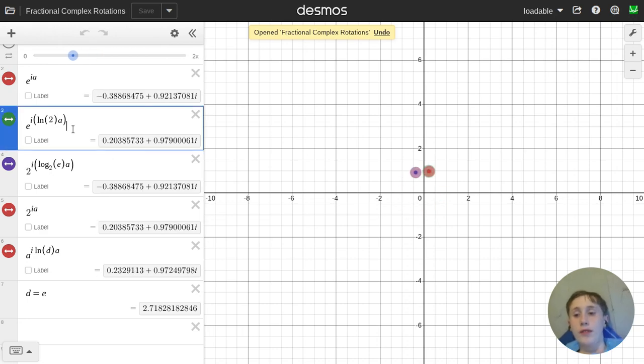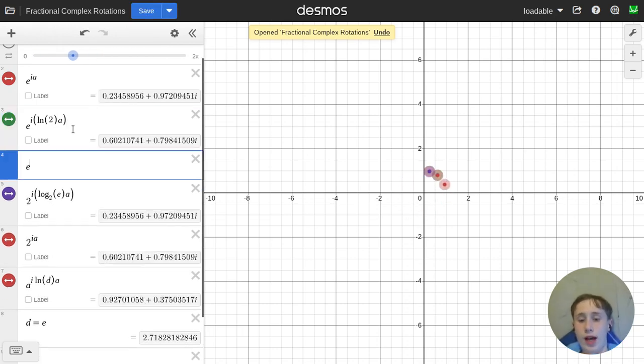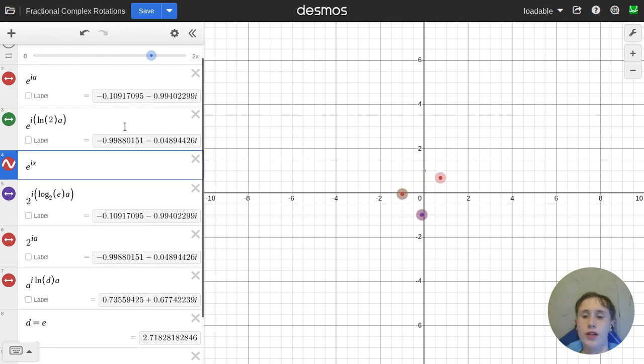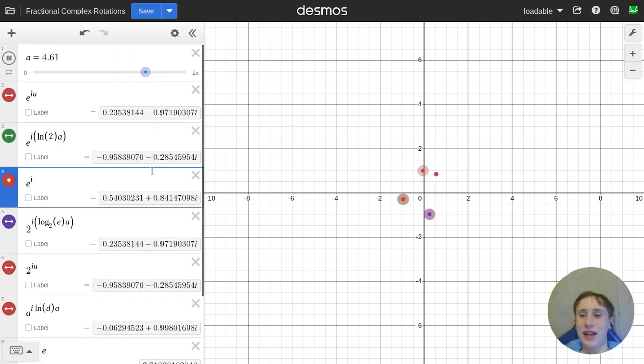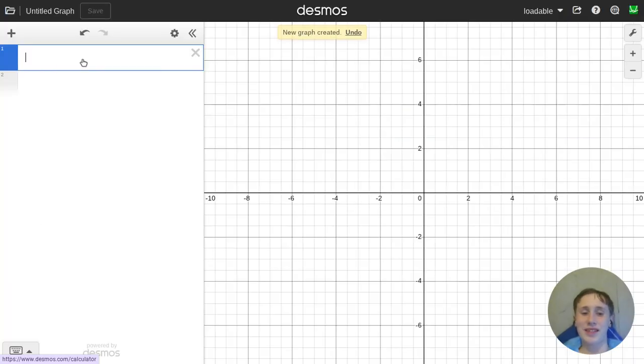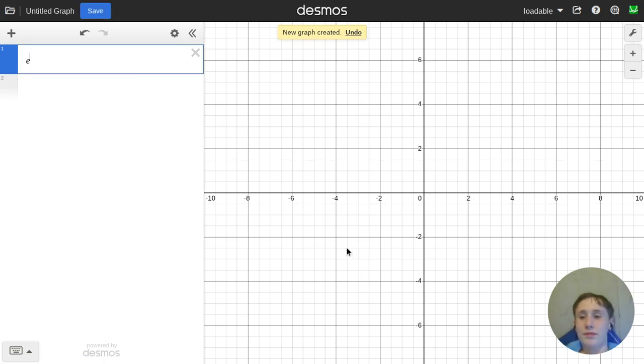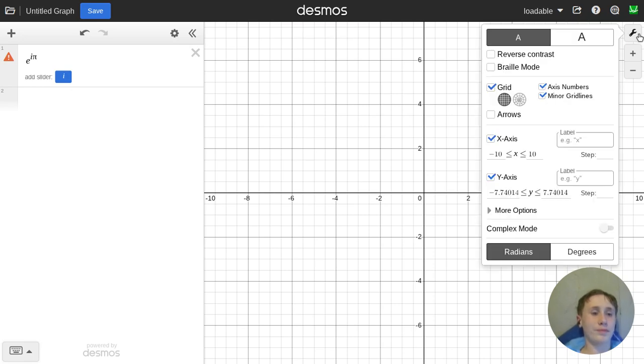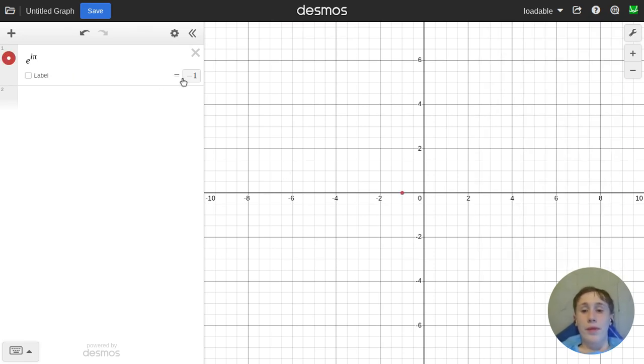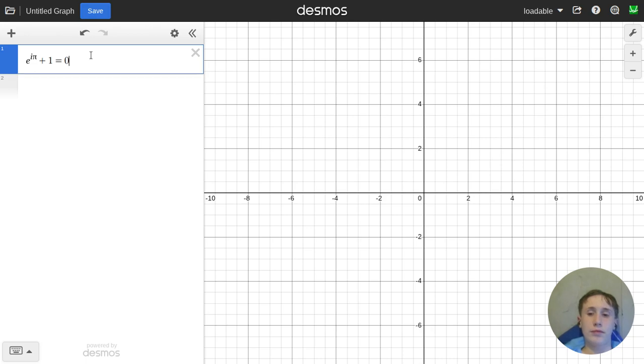So, e to the i... Okay, can we stop it? I'm going to reset, because that's going to be laggy. e to the i pi is just... Oh, I need to turn on complex mode. So, e to the i pi is -1, so e to the i pi plus 1 equals 0. That is Euler's identity, and it's basically looking at the rotation of a point.